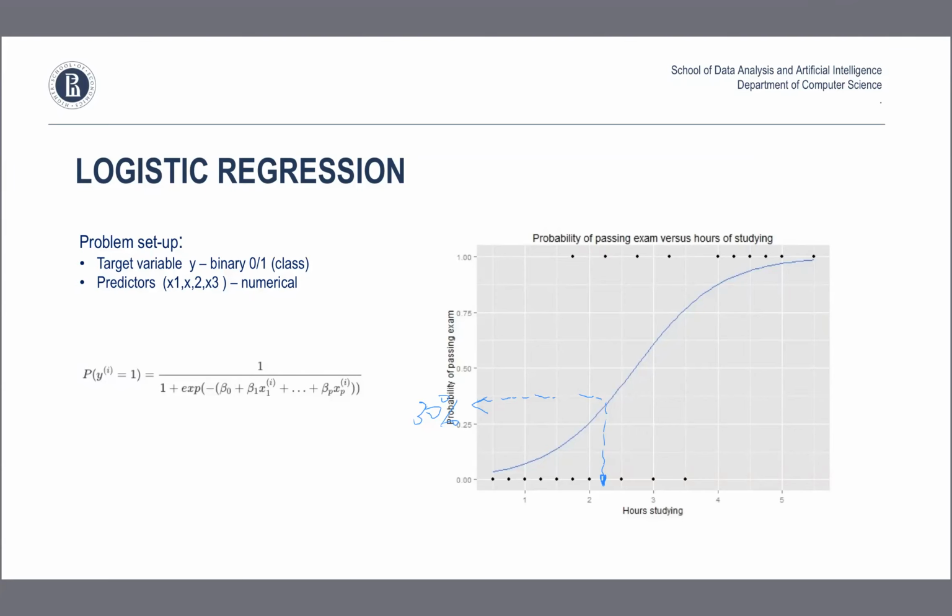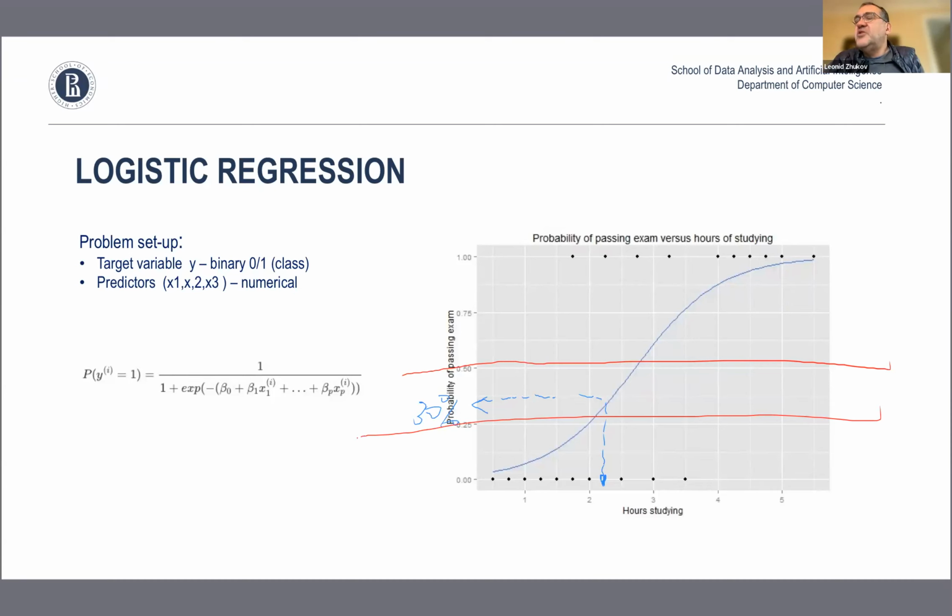But then it's up to you as the designer, if ultimately somebody wants to know whether they will pass or not, to say, okay, I'm putting a threshold on passing the test at 50%, for example. Or you can say, I will decide that you're going to pass the exam if the probability is above 25%. That's your decision as a data scientist. Then everything above 25%, I believe, is going to pass. Make sense? Okay, I get it.